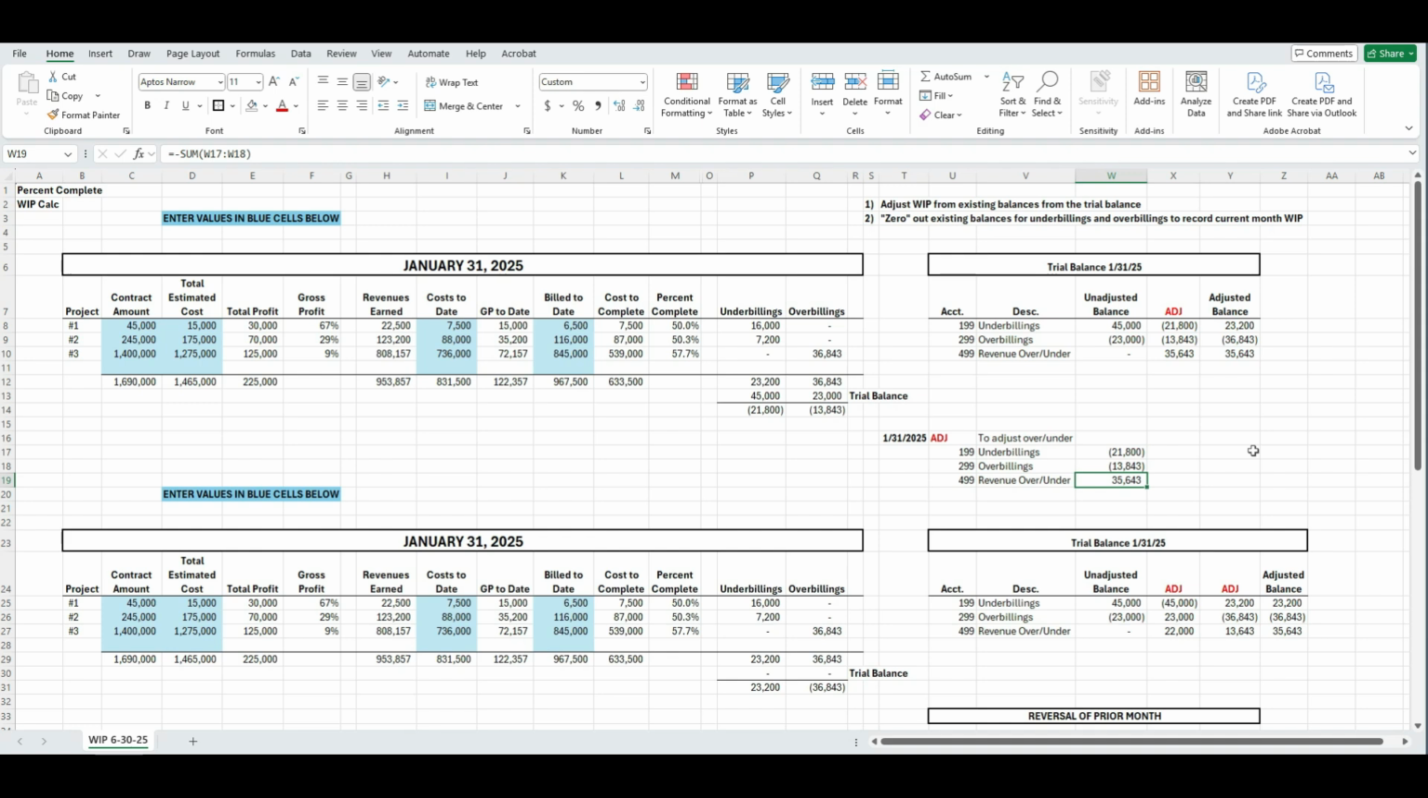The remaining entry is just a quote-unquote plug to revenue over under. That's what balances the entry. We decreased revenue by decreasing the underbilling. We also decreased revenue by increasing the overbilling. So the total is a decrease to revenue, a debit of 35,643. That's reflected over here in the adjusted balances for January.